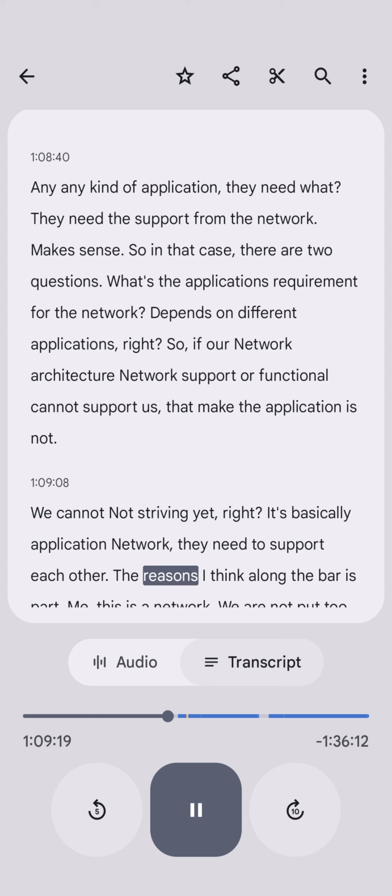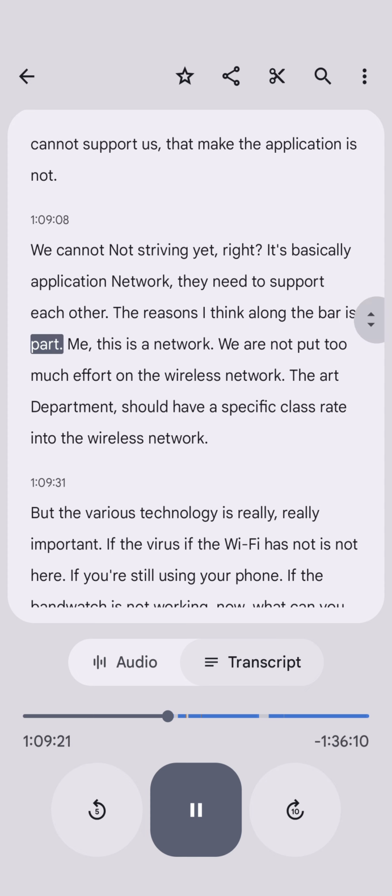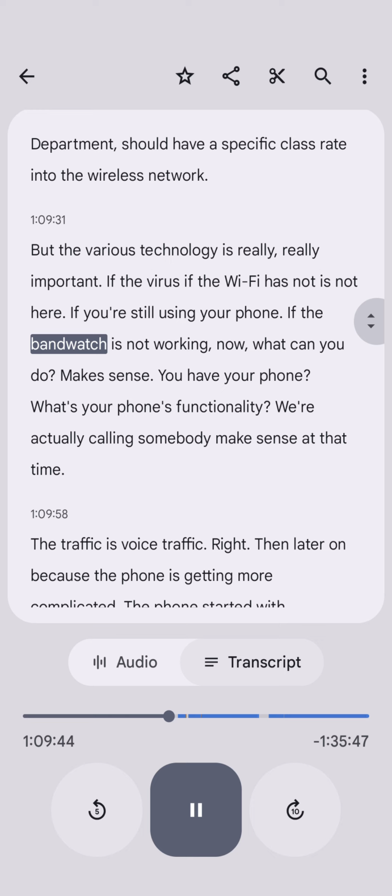Recently, think about the wireless part, maybe this is a network. We are not putting too much effort on the wireless network. Our department should have a specific class on wireless networks, but wireless technology is really, really important. If Wi-Fi technology is not here, if you're still using your phone, if the bandwidth is not enough, what can you do? Make sense?